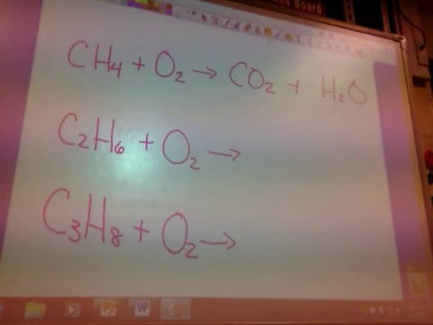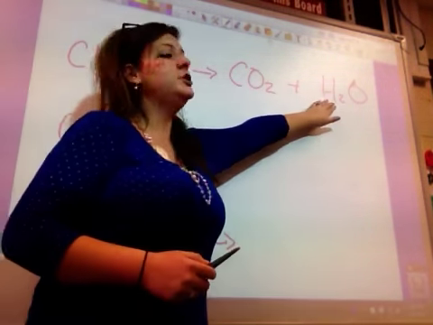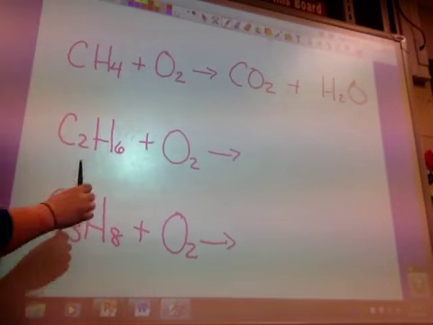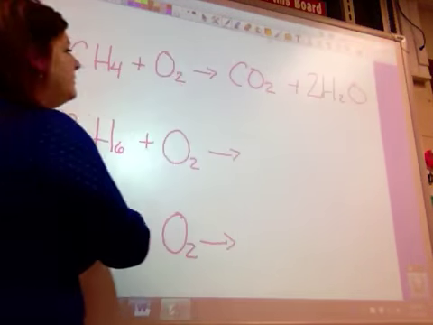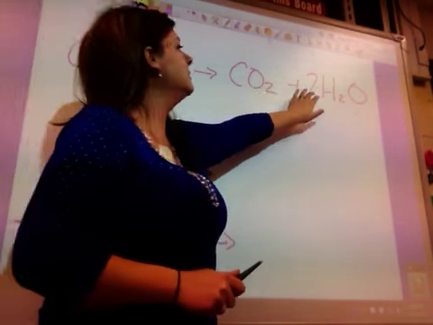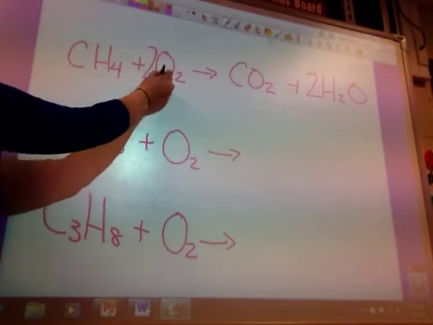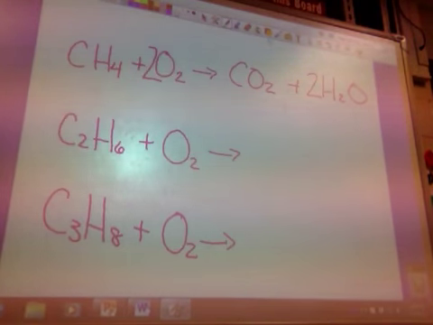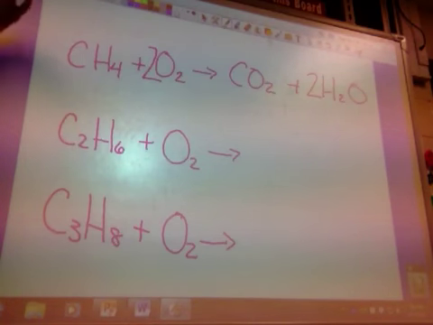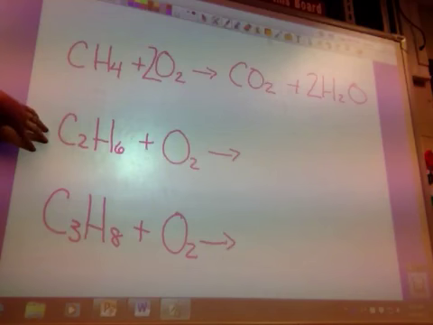But now I have to balance it. So if I look at this, I have one carbon on each side, but I have 4 hydrogens here and only 2 hydrogens here. So that means I'm going to have to add a 2 in front of this. So now carbons are balanced, hydrogens are balanced, but are oxygens balanced? No. I have 2 here, plus another 2 is 4, but I only have 2 on this side, so I need a 2 right there. So this is my balanced combustion reaction. It is this easy.